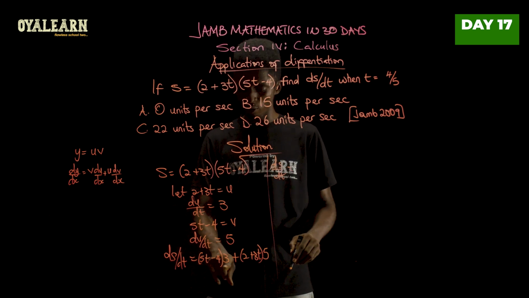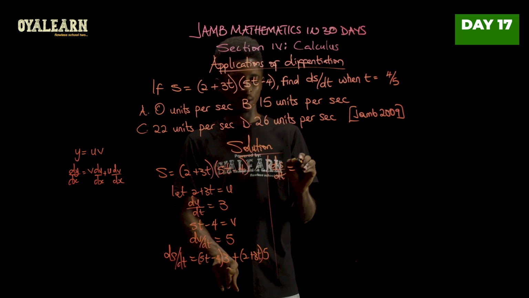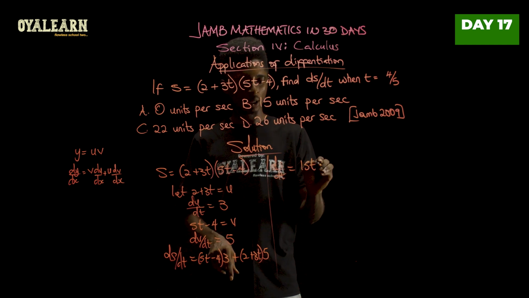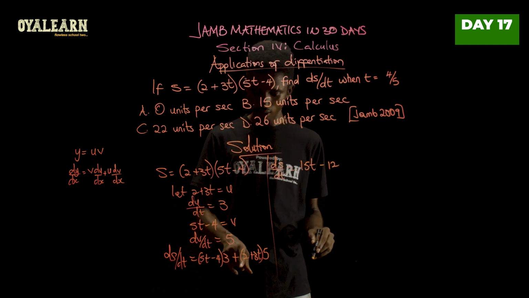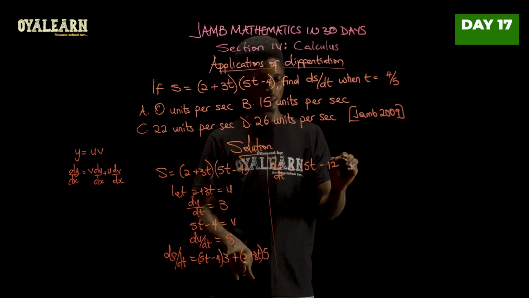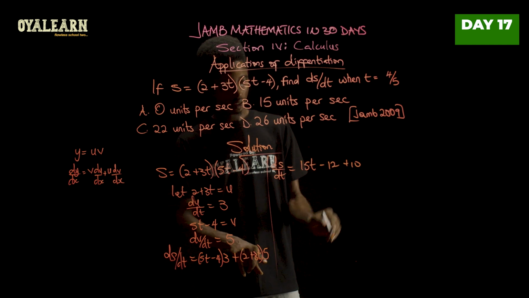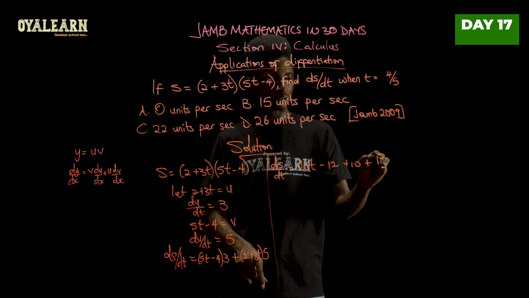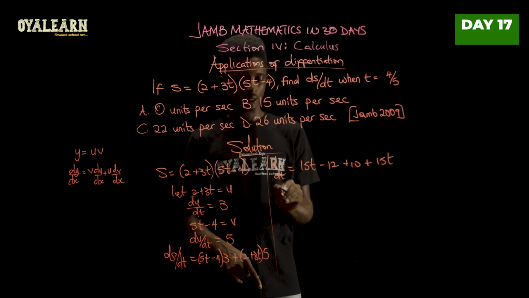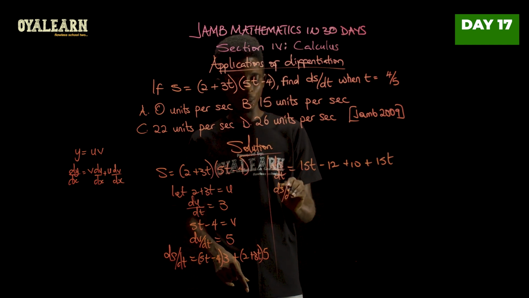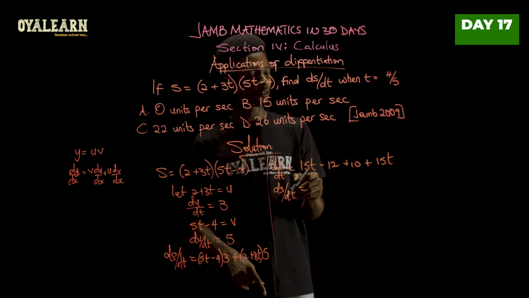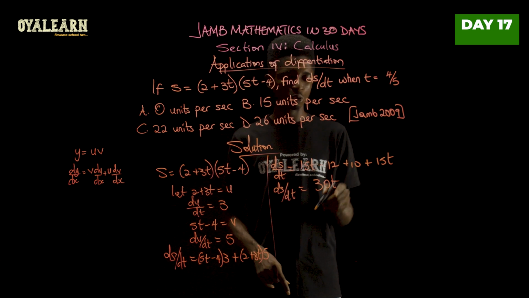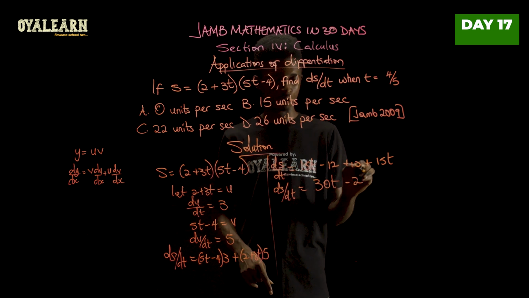What we're going to have here would be 5t multiplied by 3 to give us 15t. 3 multiplied by 4 will give us minus 12. Then 5 times 2, that's plus 10. Then plus 5 times 3t, 15t. Let's tidy that up. ds/dt would be 15t plus 15t, which would be 30t, minus 12 plus 10, that is minus 2.